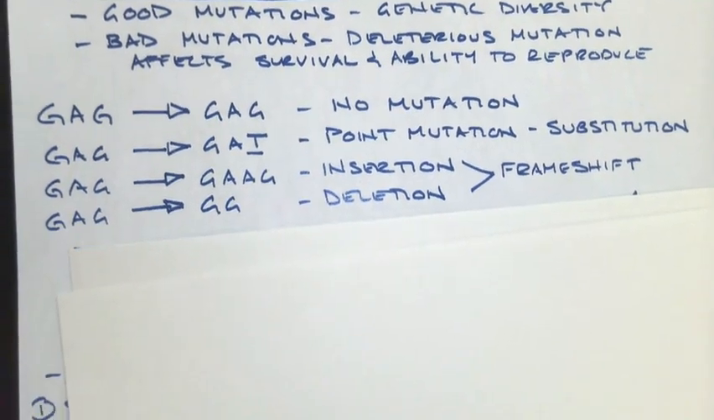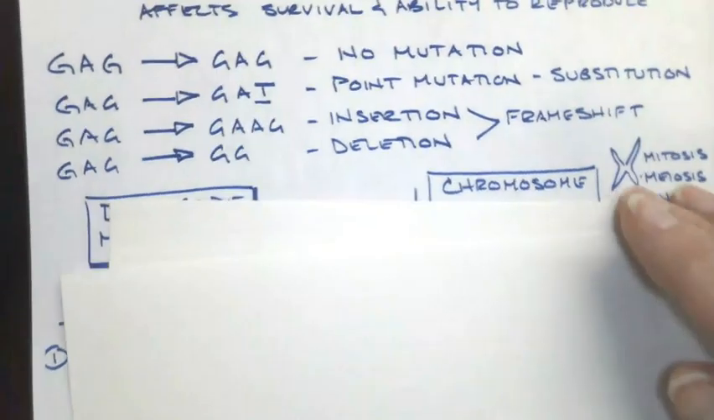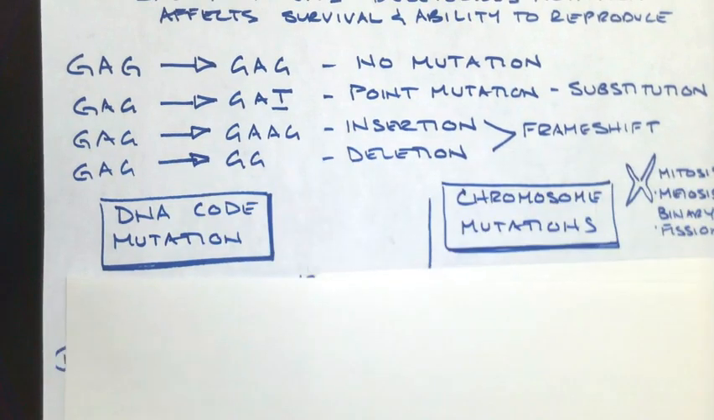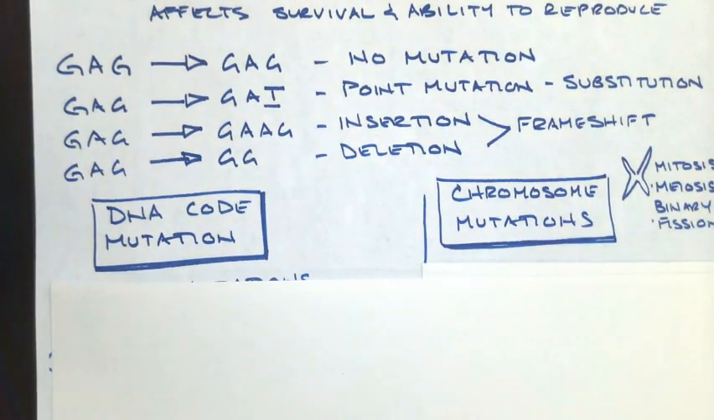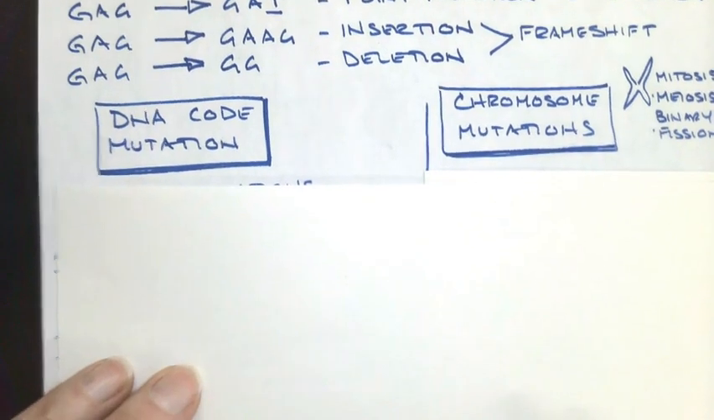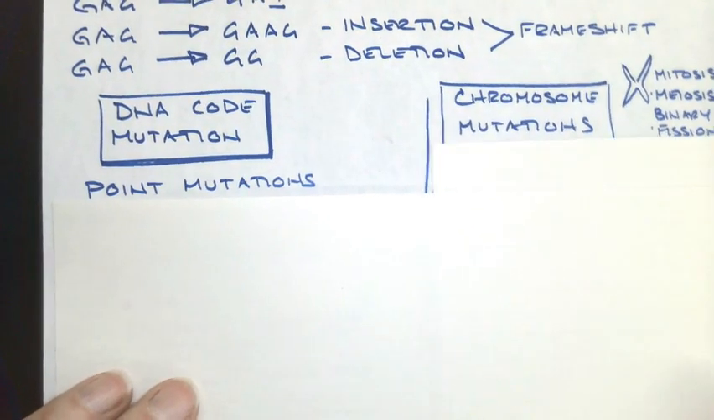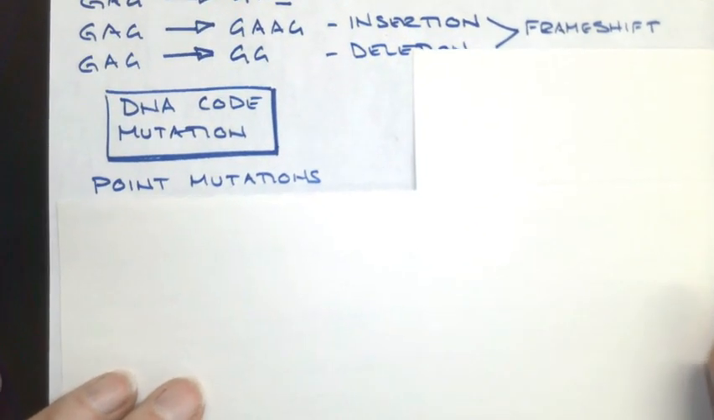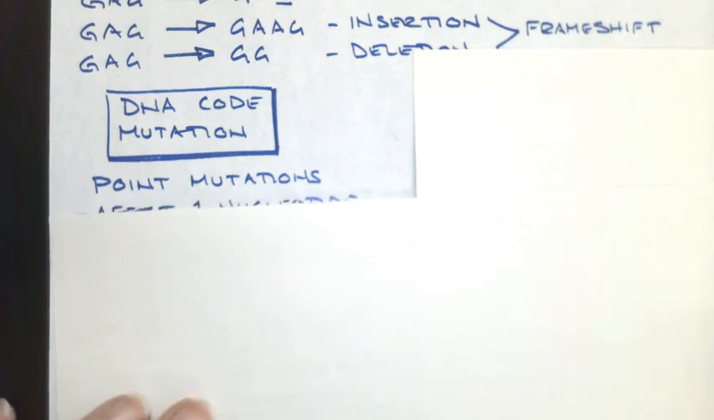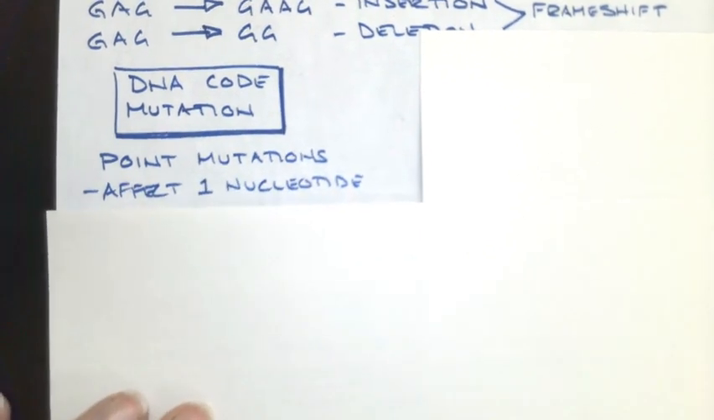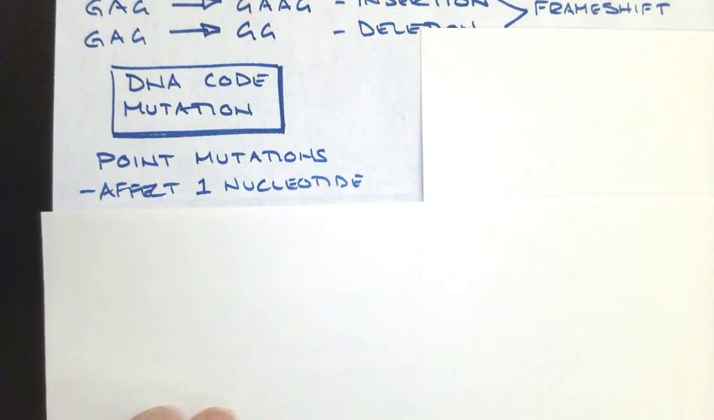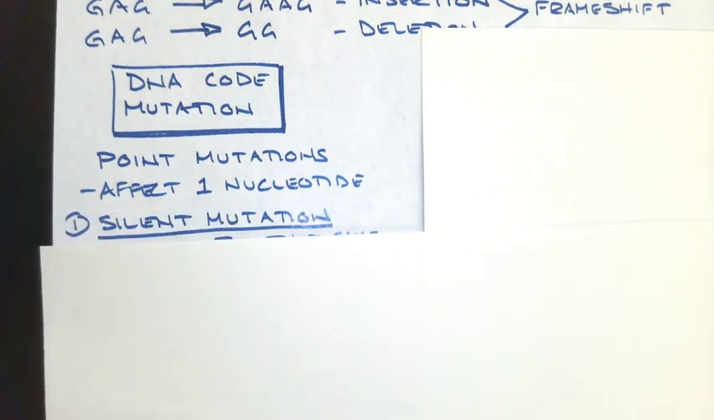There are also DNA mutations and chromosomal mutations. Ones that change the DNA code, there are 3 different types. The first one is called a point mutation, where it affects the nucleotide. So these all affect the nucleotides.